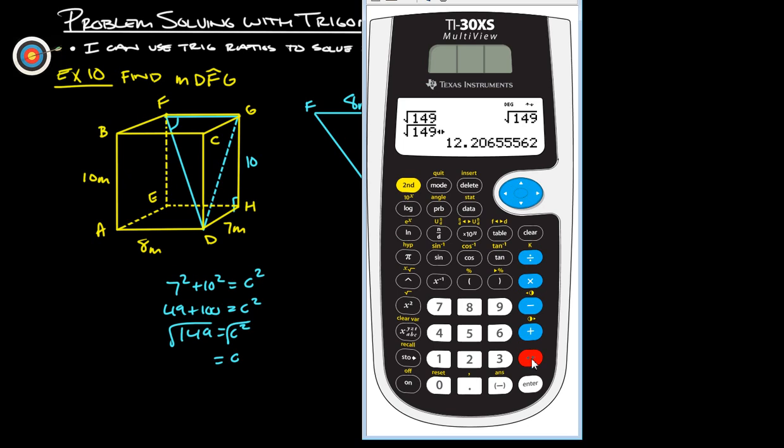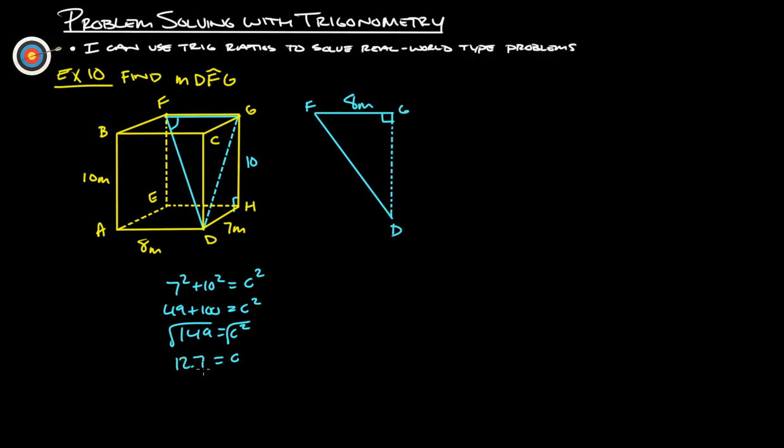Remember, if you hit the little double arrow button, it'll give you a decimal, so 12.2. So this dotted length right here is 12.2. So this right here is 12.2 meters as well. So now we're looking for this angle right here, right? So from this angle, that is the opposite, and this is the adjacent. So we want to do tangent. Theta is opposite, which is 12.2, over the adjacent, which is 8.